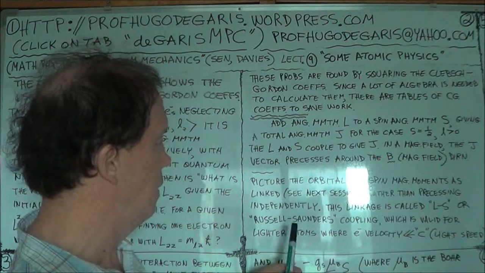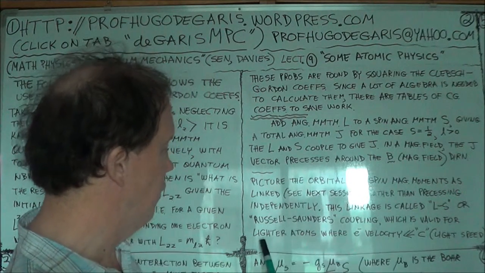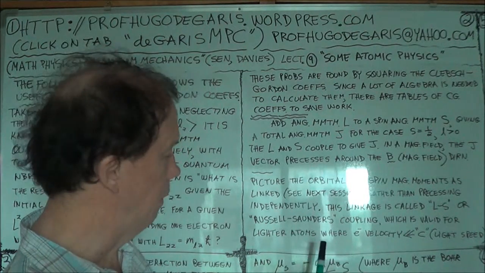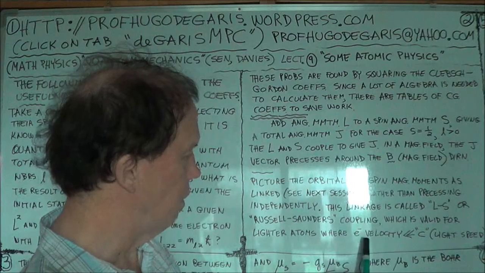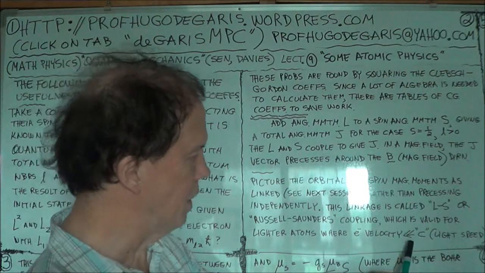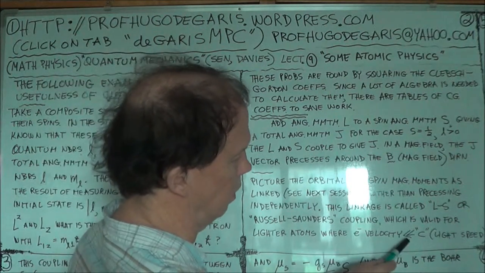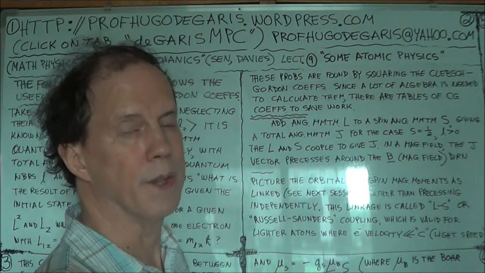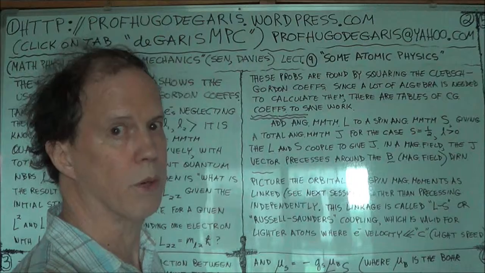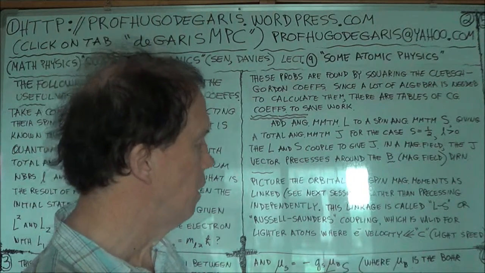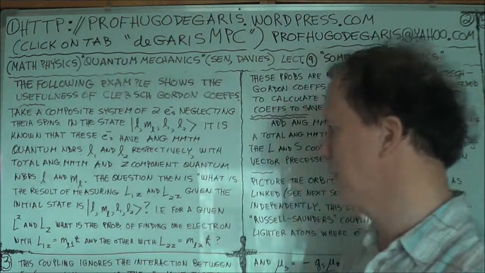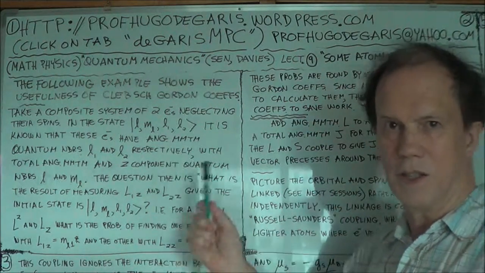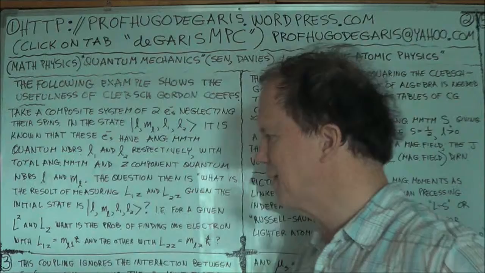Okay, and it's valid for the lighter atoms, where the velocity of the electron is much less than c. C is the speed of light, the famous c as in E equals mc squared, mass times the square of the speed of light.